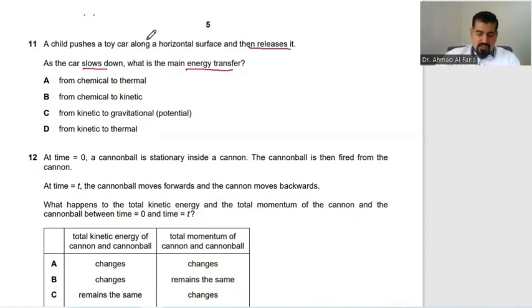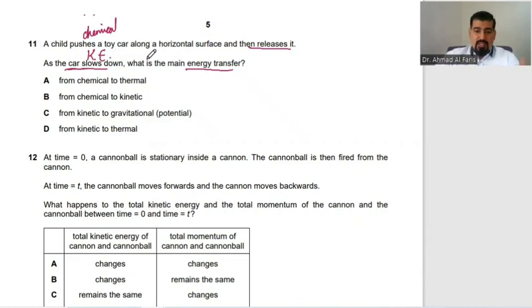That means there was a force from inside the person, the child, as chemical energy, and this chemical energy becomes what? Becomes kinetic energy in the toy. But they ask, as the toy car slows down, not from the child, not from the beginning. So there was kinetic energy here. So the pushing has chemical energy, and he makes it what? Move. So now it becomes kinetic energy and it slows down.